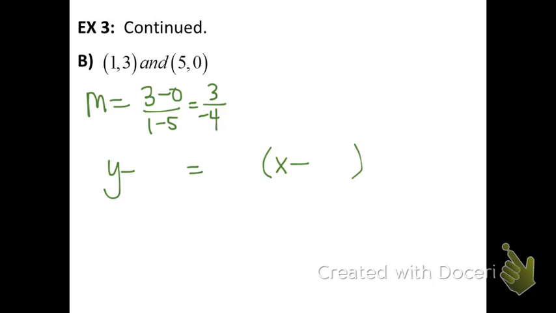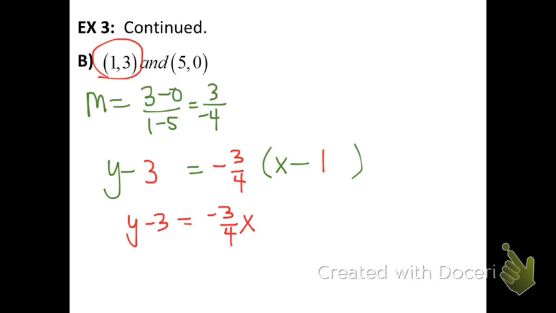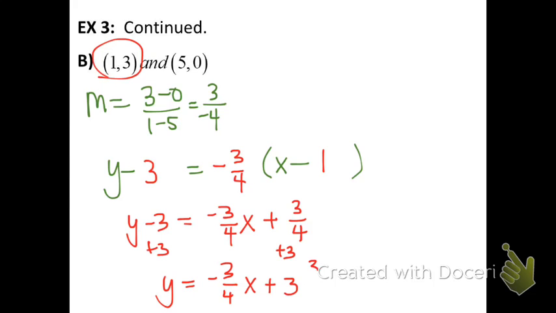So from here, I'm going to go ahead and choose to use the first point. So y minus 3 and x minus 1, and then our slope is negative 3/4. From there, distribute your slope through. You get negative 3/4 x, and a negative times a negative is a positive 3/4. And then from here, we add 3 to both sides. So we get y equals negative 3/4 x plus 3 and 3/4.